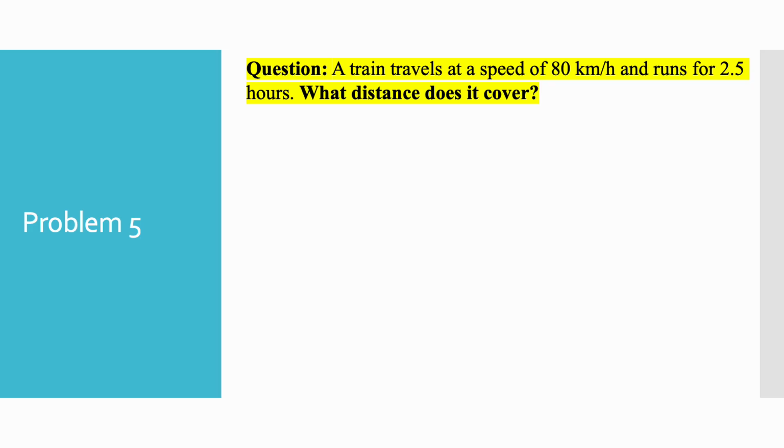A train travels at a speed of 80 km per hour and runs for 2.5 hours. What distance does it cover? So distance is equal to speed multiplied by time, because speed is equal to distance divided by time. So I would directly substitute the values. Distance is equal to 80 km per hour speed multiplied by 2.5 hours of time. So the distance traveled is 200 kilometers.